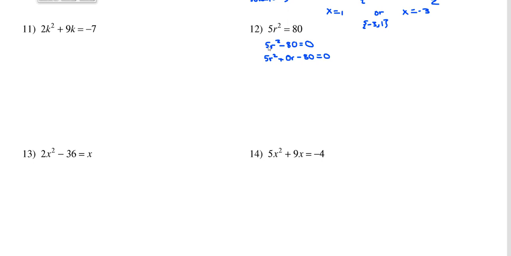What we have now for the discriminant b squared minus 4ac, we have 0 squared minus 4 times 5 times negative 80. So finding the discriminant here. All right, so 0 squared is 0. Double negative makes a positive. So we have 0 plus 4 times 5 is 20. 20 times 80 is 16 with 2 zeros. So we end up with a 1600. So we're going to have two solutions, two real solutions on this one.